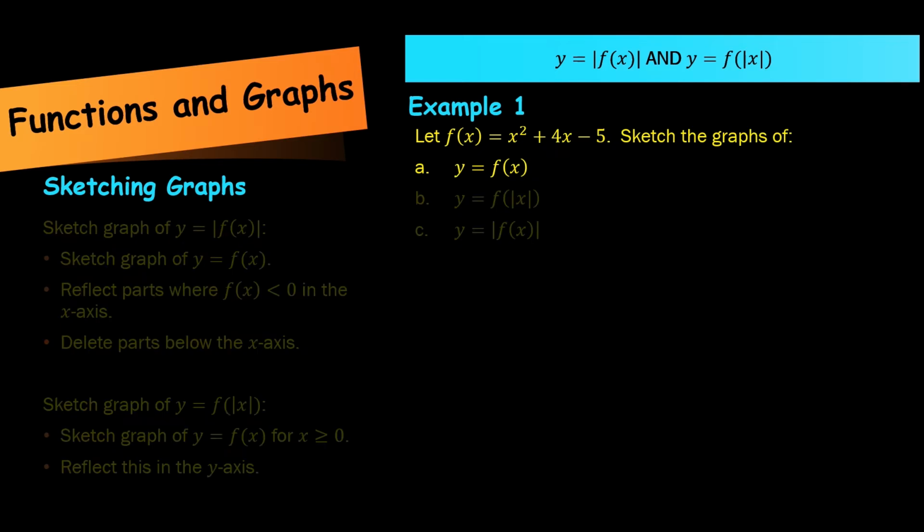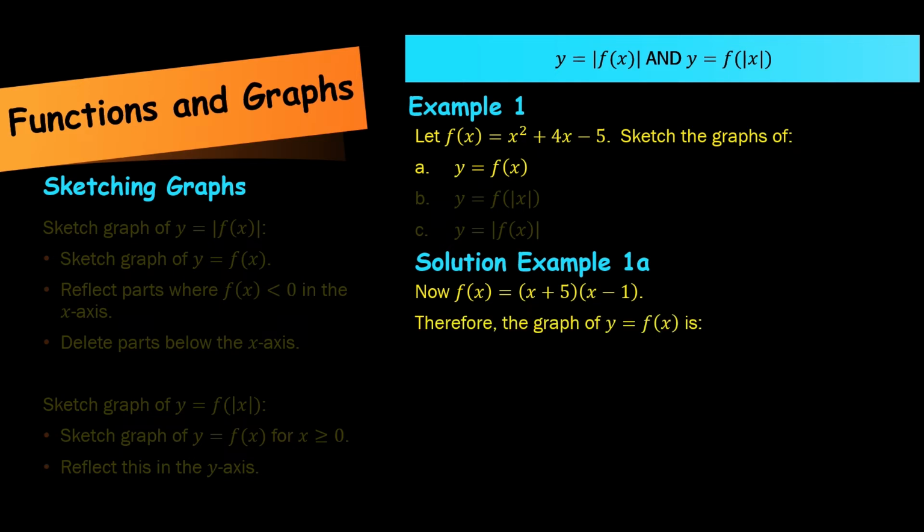Let's begin with example 1 part A first. Let f of x equal x squared plus 4x minus 5. We are required to sketch the graph of y equals f of x. So let's solve this. f of x can be factorized to give f of x equals x plus 5 times x minus 1. Therefore, the graph of y equals f of x will look something like this.